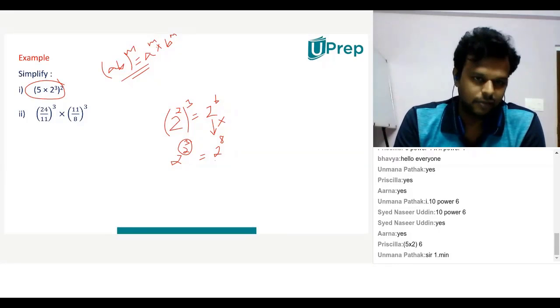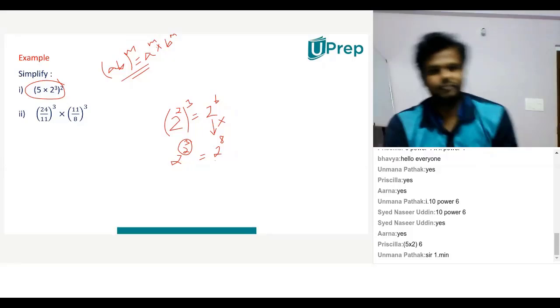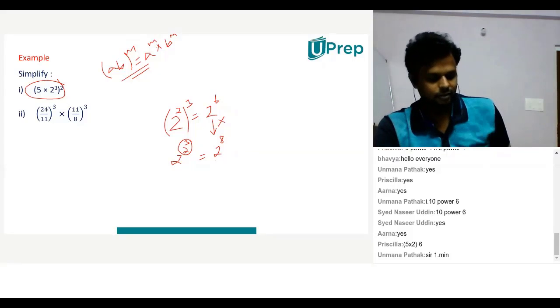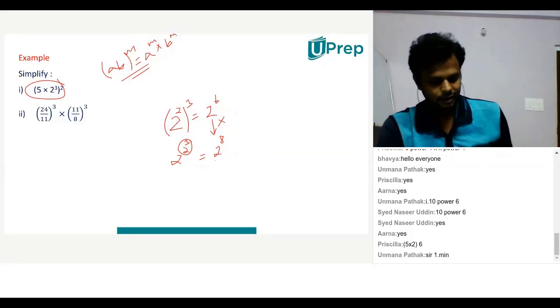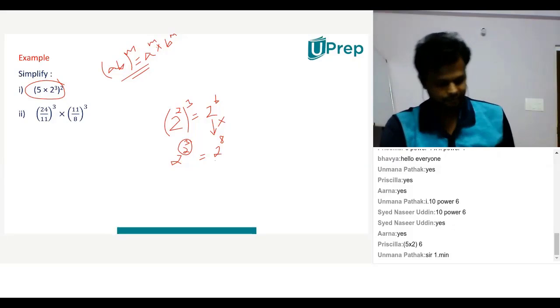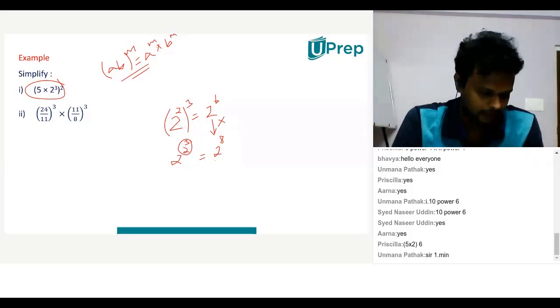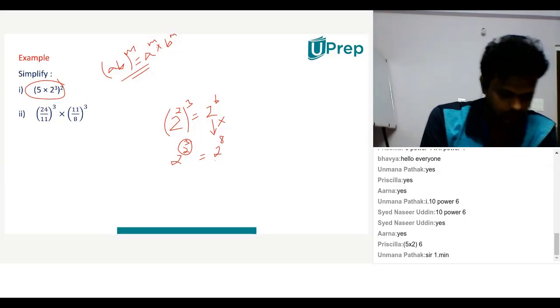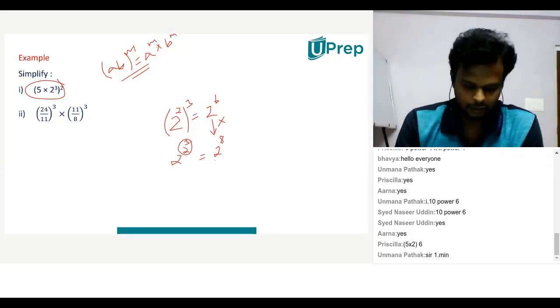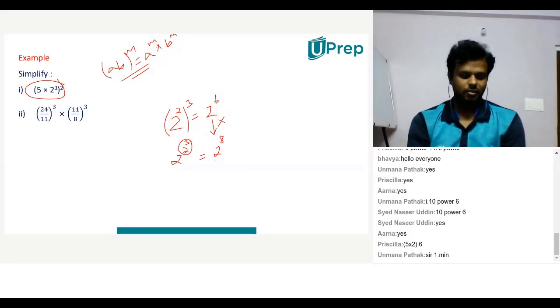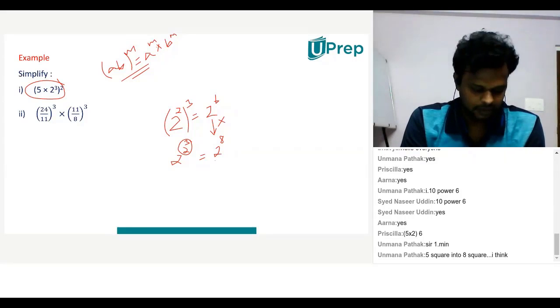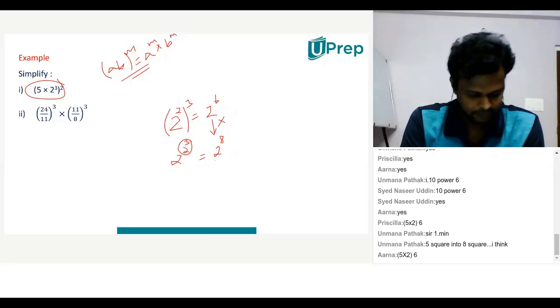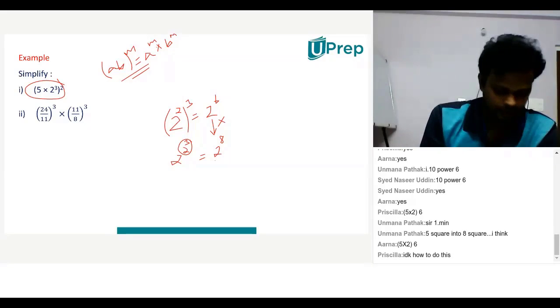Children, those who are not able to get it, please type a no in the chat box, and do not worry, I'll explain. I'm talking about the first one, 5 square into 8 square. Those who have not got the first one, just type a no in the chat box so that I can help you. Great, okay. No, I think Unmana, you're okay.